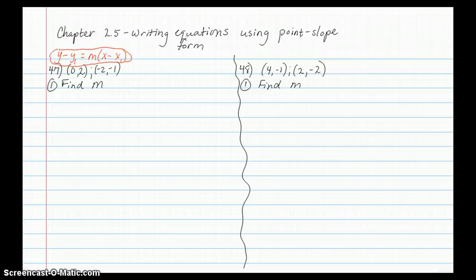Now I'd like you to try a couple of these problems on your own. Number 47's ordered pairs are 0, 2, and negative 2, negative 1. Find m and then use the point-slope form of the equation to write it in slope-intercept form. Number 48 is 4, negative 1, and 2, negative 2. Find m and then use the point-slope form to write the equation in slope-intercept form. These will be a little more challenging because you will have some fractional amounts involved in the equation. Turn the recording back on and see how you did.